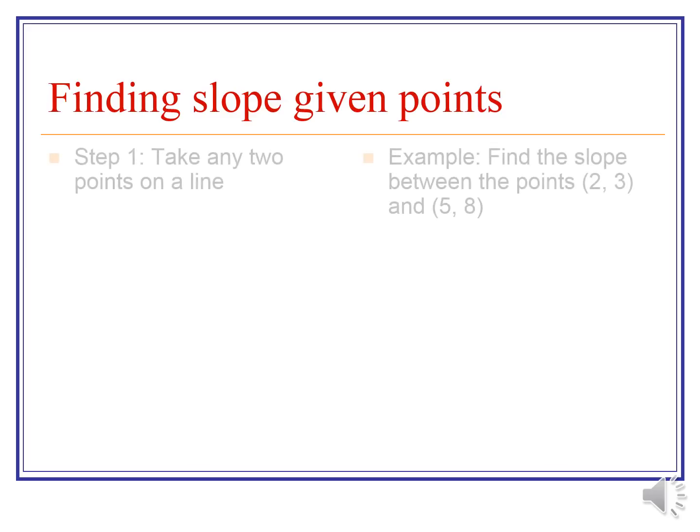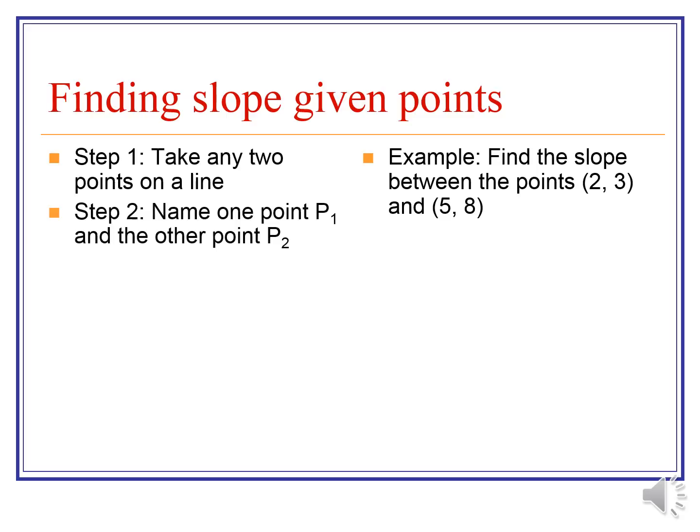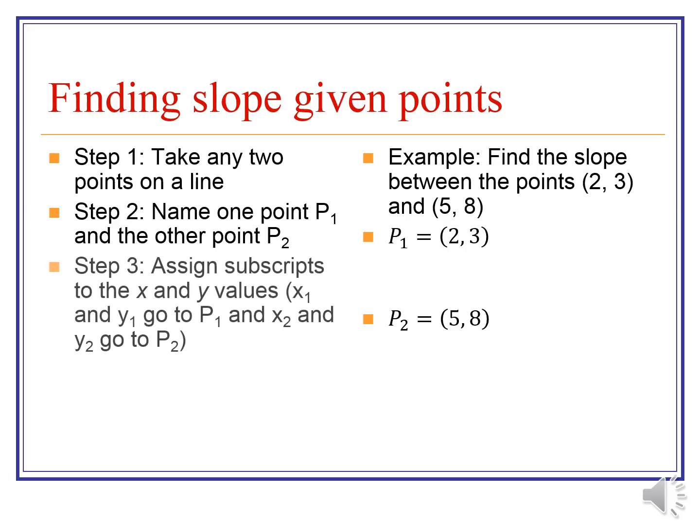To find slope given any points, step 1, we take any 2 points on a line. In the example to the right, the points are already given to me. Step 2 is to name one point P1 and the other one P2. I take the first one and name it P1, and I take the second one and name it P2. It doesn't matter which one you name P1 or P2. Step 3 is to assign the subscripts to the x and y values. x1 and y1 go to P1, and x2 and y2 go to P2, as you can see at the right.